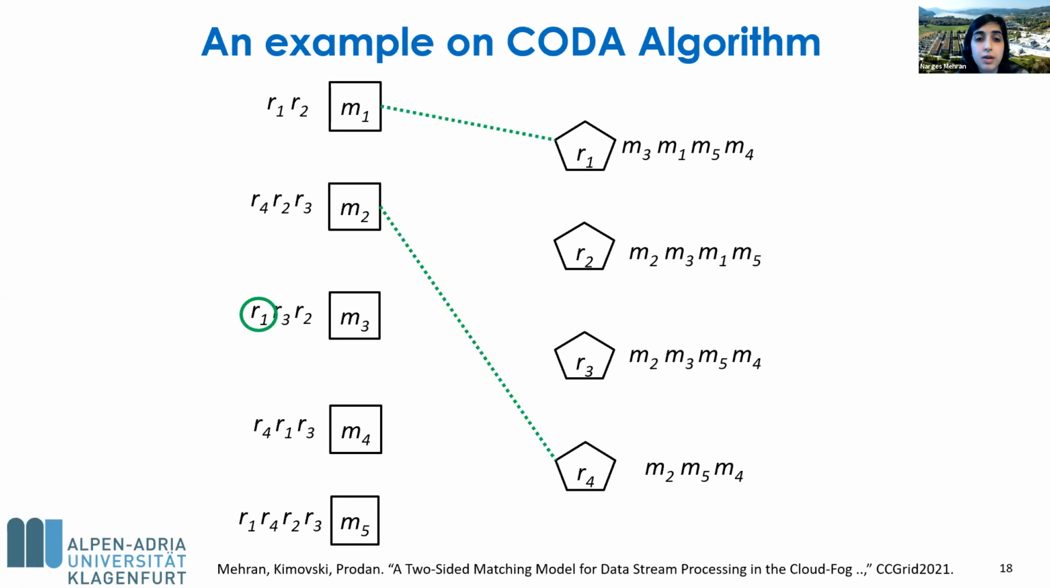In the next step, M3, as the other microservice, also considered R1 because of the lowest microservice time. Then R1 also looks into its preferences and sees that M3 is in the highest rank, and R1 has enough capability to host more microservices. Then these two will be matched to each other.